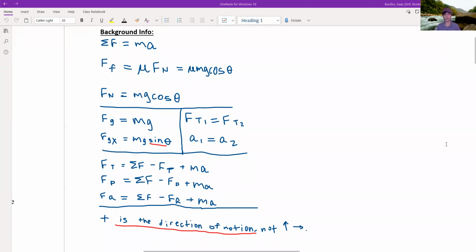Hi there, this is Mr. Nash with a review of Unit 2 of AP Physics 1, which is dynamics. What's dynamics again? Oh yeah, forces, basically. What is the background information that you need to know?